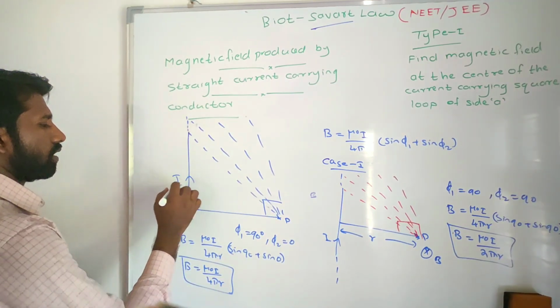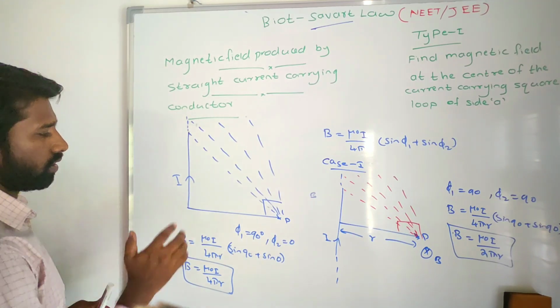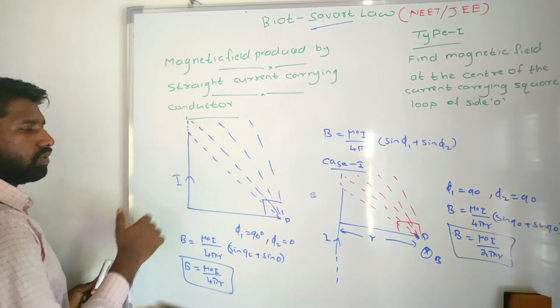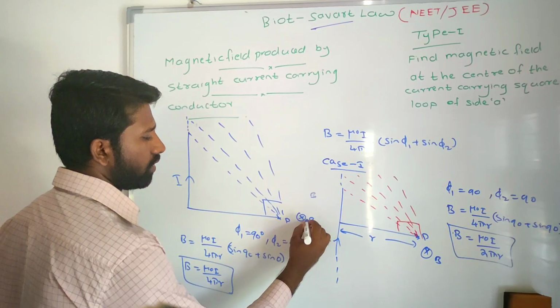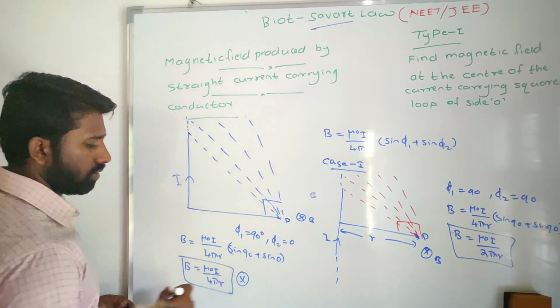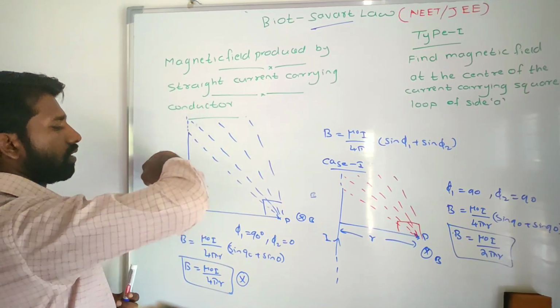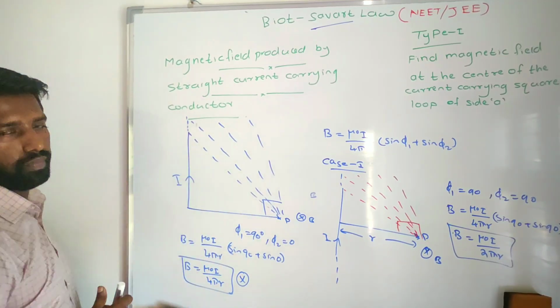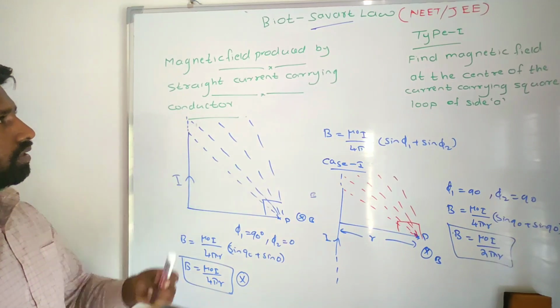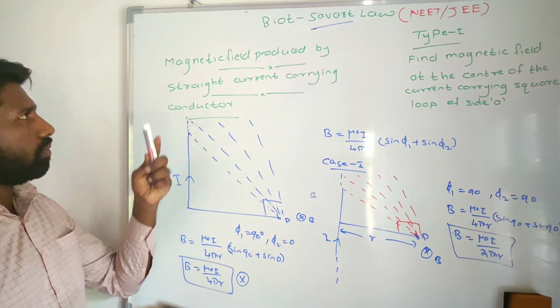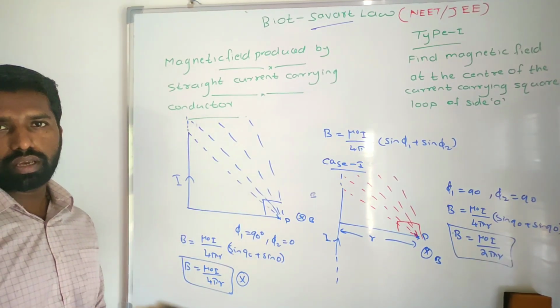If the current goes like this, the magnetic field direction you will get like this. That is going into the page. So this is the magnetic field direction. Okay, clear? If the current is coming out, going downwards, you will get the direction. That means here it is coming out. Okay, this is about the magnetic field produced by a straight current carrying conductor.